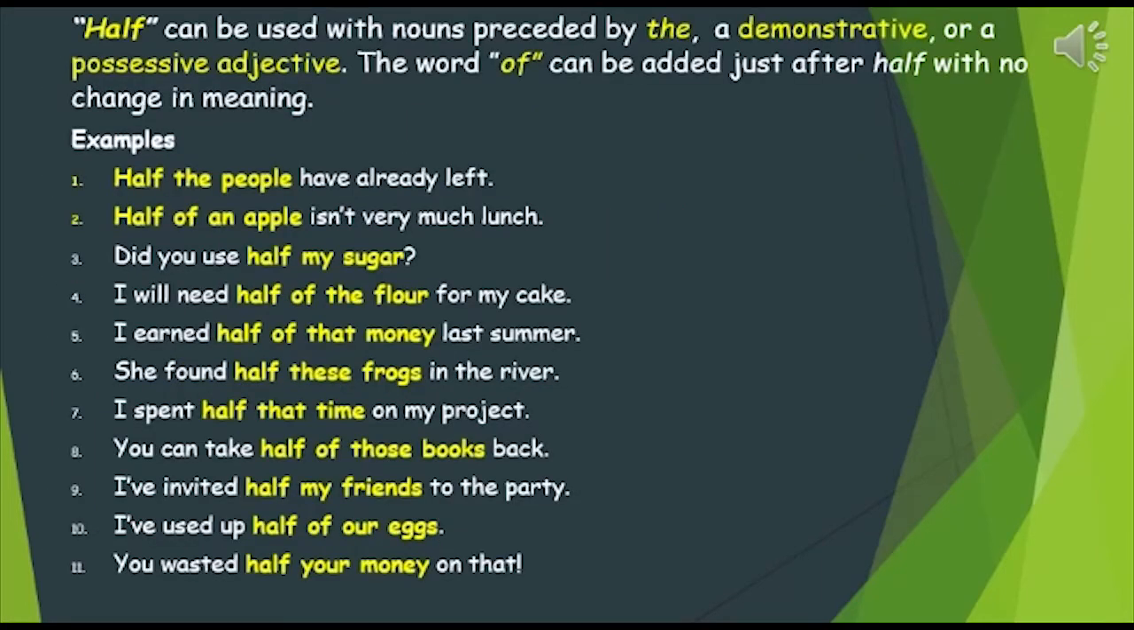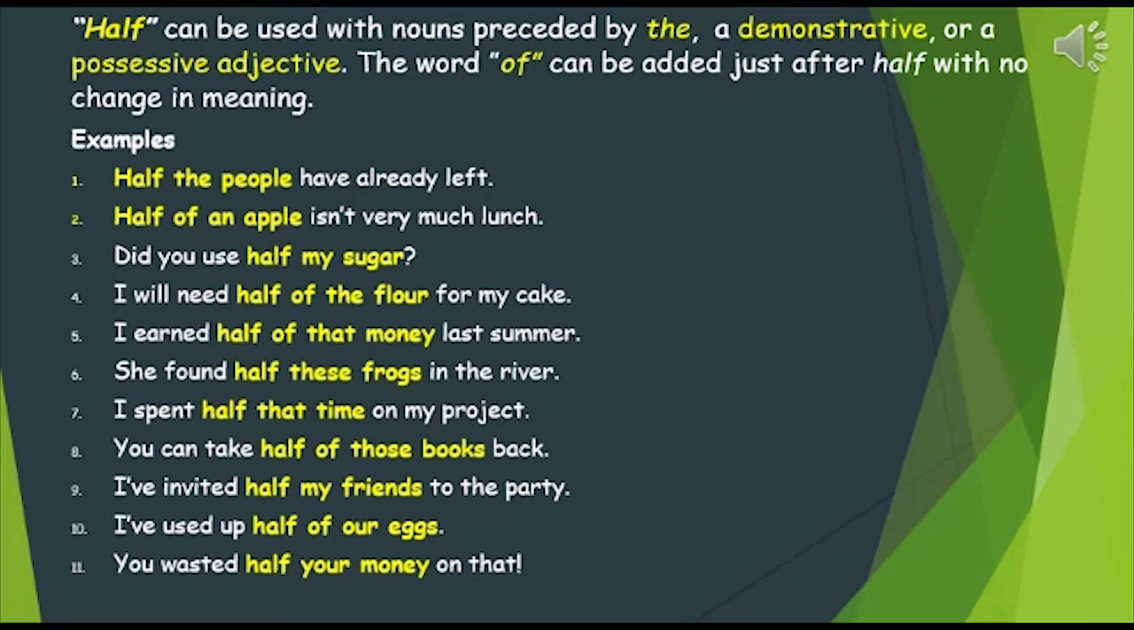Half can be used with nouns. ممكن نستخدم half قبل أسماء preceded by مسبوقة بال definite article the، demonstrative اسم إشارة or a possessive adjective أو صفة ملكية. ممكن the word of can be added just after half. ممكن نضيف of بعد كلمة half with no change in meaning بلا تغيير في المعنى. Half the people have already left. هنا استخدمنا half بعدها اسم قبل منه definite article ده.